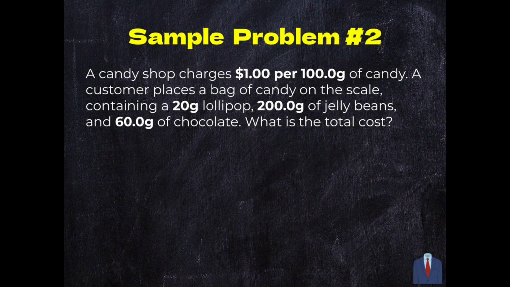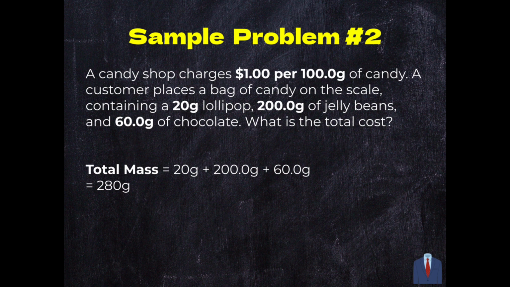Moving on to question 2. A candy shop charges $1 for 100.0 grams of candy. A customer places a bag of candy on the scale, containing a 20-gram lollipop, 200.0 grams of jelly beans, and 60.0 grams of chocolate. What is the total cost? To solve this, we must first find the total mass of all the candy, which comes out to be 280 grams.